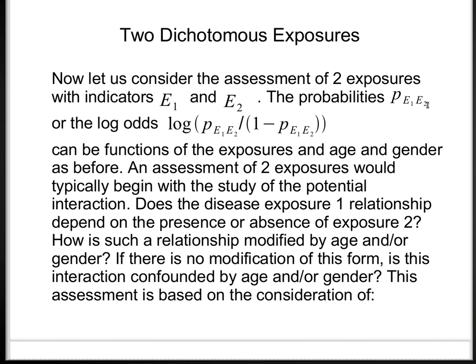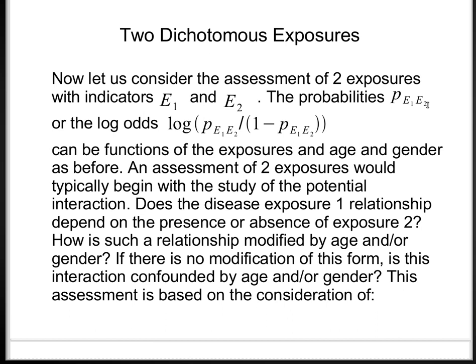So now we've got questions that might be of interest to the investigator. Does the disease exposure 1 relationship depend on the presence or absence of exposure 2? And we can think of that symmetrically. Does the disease exposure 2 relationship depend on the presence or absence of exposure 1? And then again, we have that particular, now admittedly starting to get more complicated, disease exposure 1, exposure 2 relationship. How are those relationships modified by age and or gender?